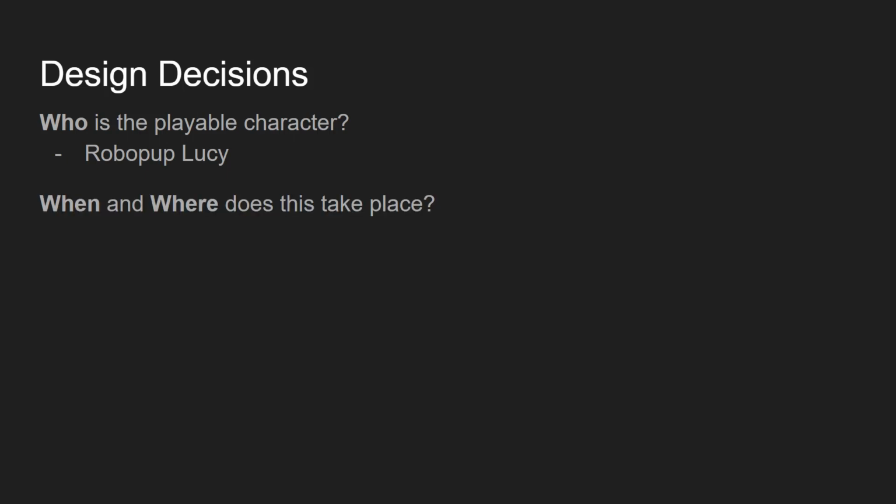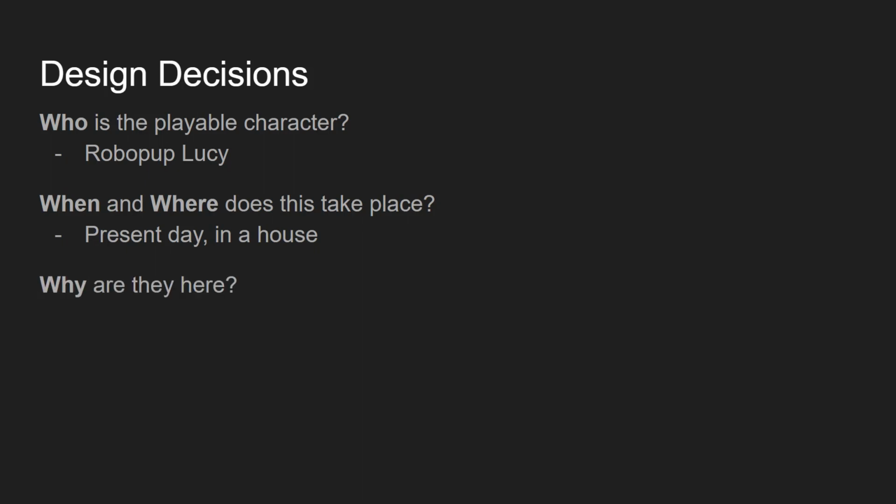Before we start planning our level, we need to make some design decisions based on the brainstorm we did in the last video. First, who is the playable character? After my brainstorm in the last video, I decided to settle on the Robo Puppy, who I'm going to name Lucy. Next, when and where does this take place? I settled on present day, and it takes place in a house.